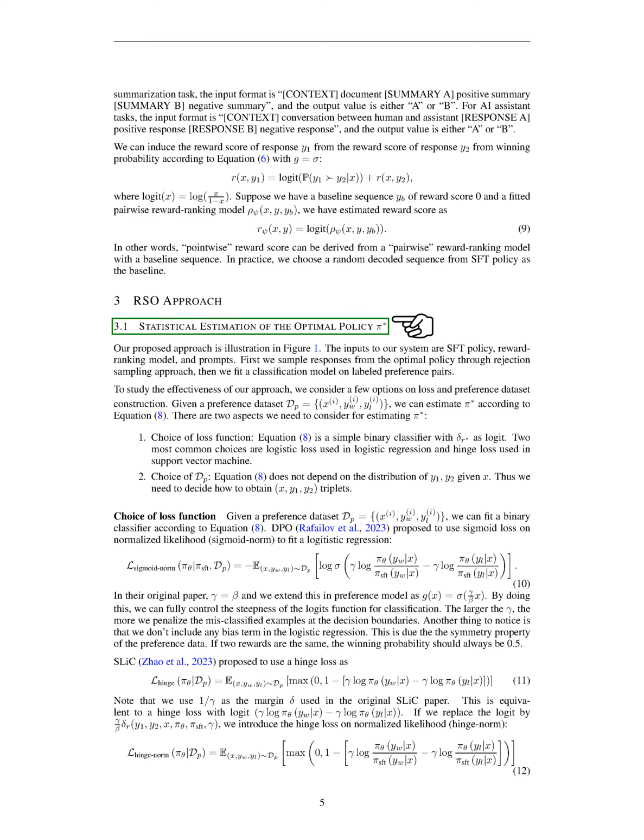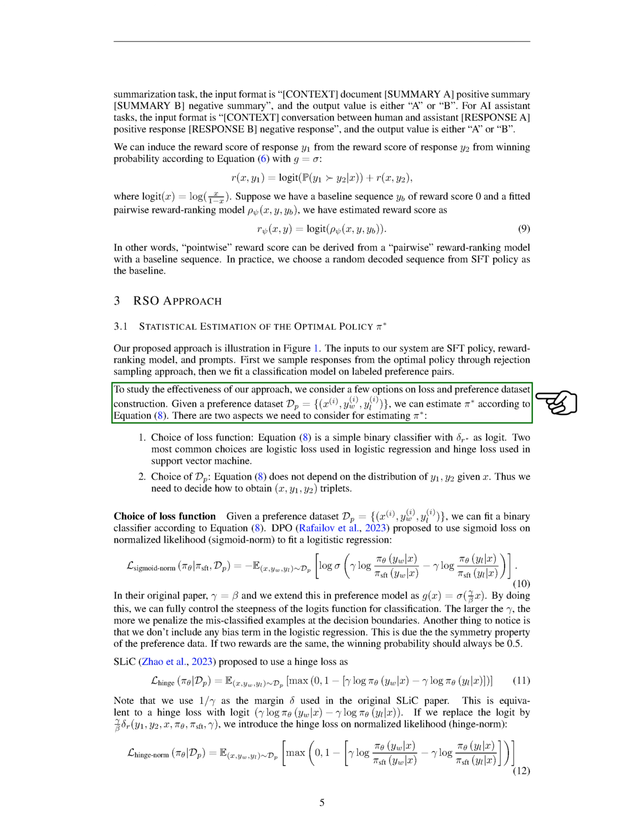Now, let's discuss our proposed approach for estimating the optimal policy, pi star. Our system takes three inputs: the SFT policy, the reward ranking model, and prompts. We first sample responses from the optimal policy using a rejection sampling approach, then fit a classification model on labeled preference pairs. To evaluate our approach, we consider different options for the loss function and preference dataset construction. Given a preference dataset, we can estimate pi star.